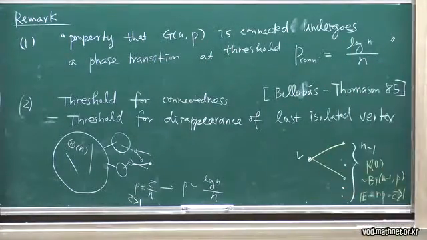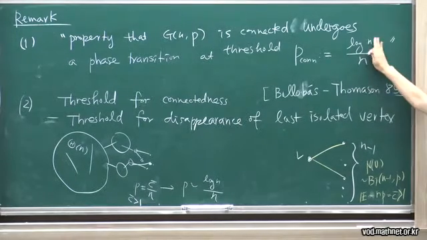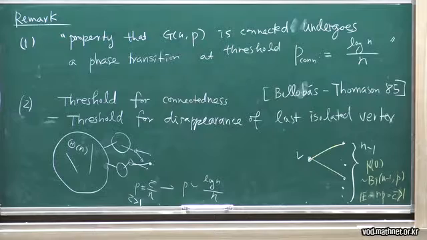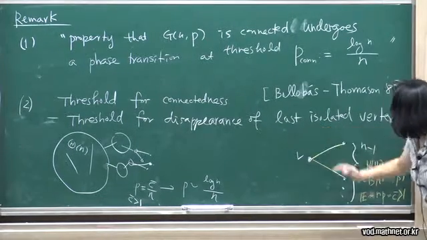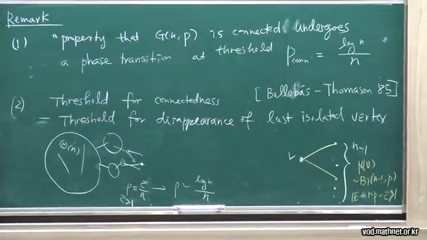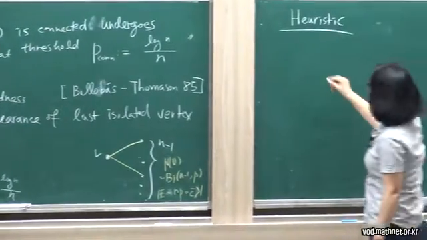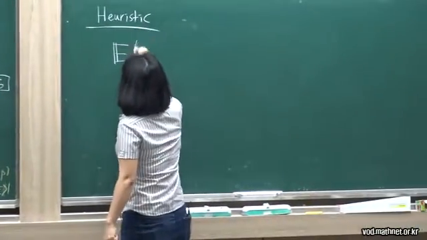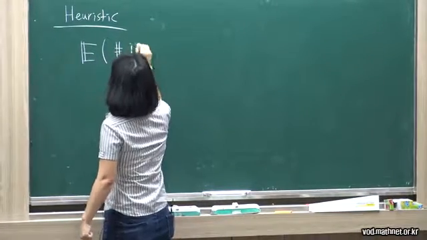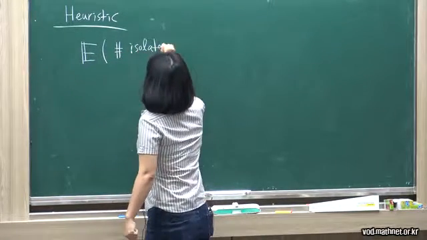So let me show you a heuristic. Then you might have some feeling why this number is appearing all the time. As I told you, what is important is these isolated vertices. It's a very easy quantity to compute. Expected number of isolated vertices.